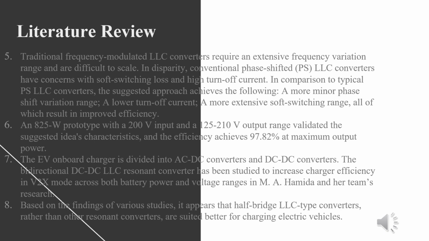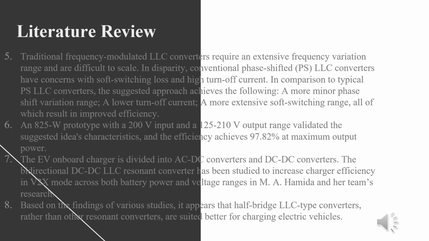In comparison to typical PS LLC converters, the suggested approach achieves the following: a more minor phase shift variation range, a lower turnoff current, a more extensive soft switching range, all of which result in improved efficiency. An 825 watt prototype with a 200 volt input and a 125 to 210 volt output range validated the suggested idea's characteristics, and the efficiency achieves 97.82% at maximum output power.